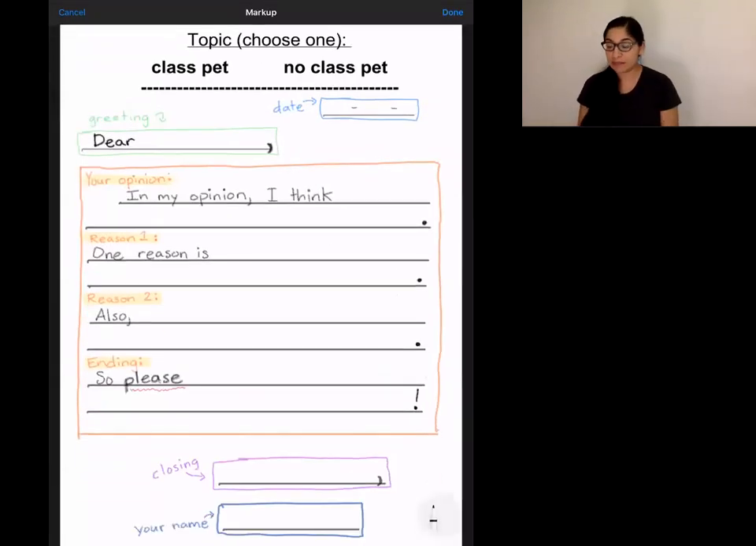My topic, thank you guys for waiting. Today my topic is at the top. So it says topic, choose one. Class pet or no class pet.